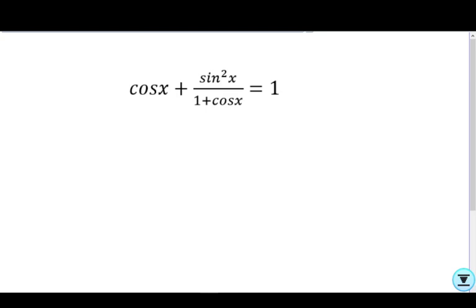Okay, so the second problem from our notes today is, of course, going to be a little bit more difficult than we did yesterday. So I'm looking at this, I've got cosine plus sine squared over 1 plus cosine equals 1.